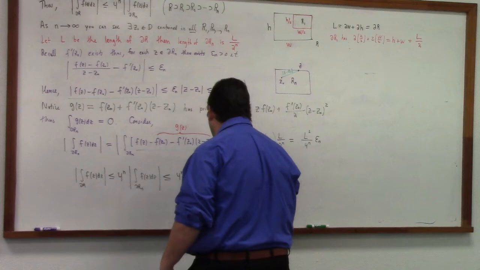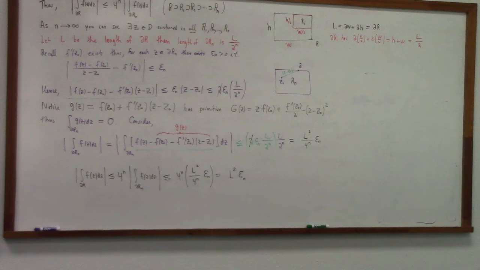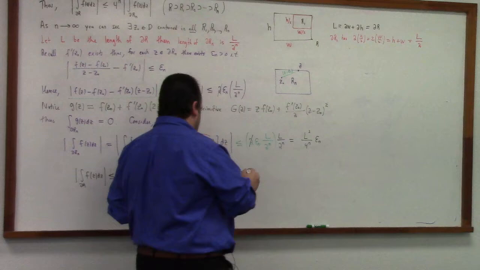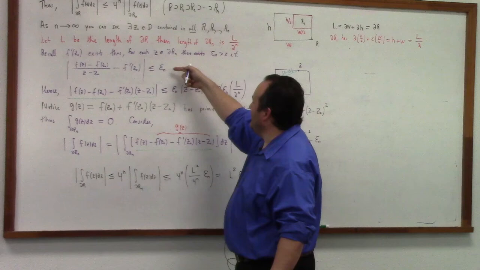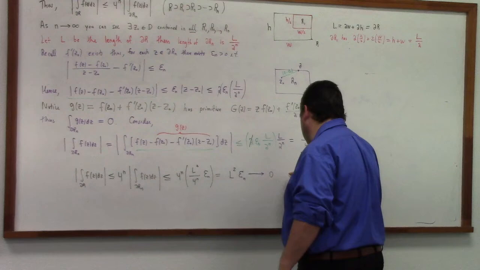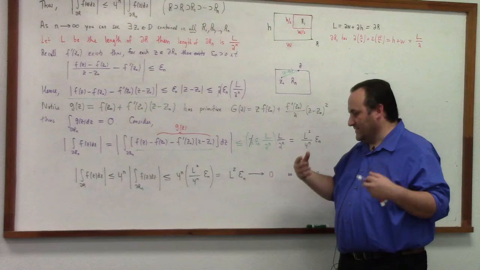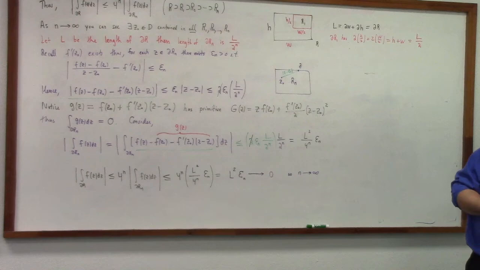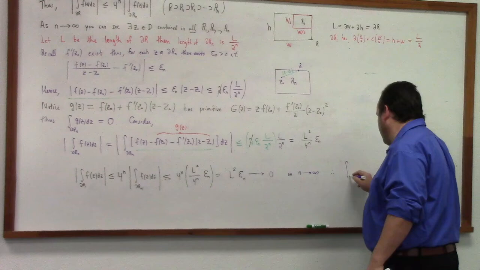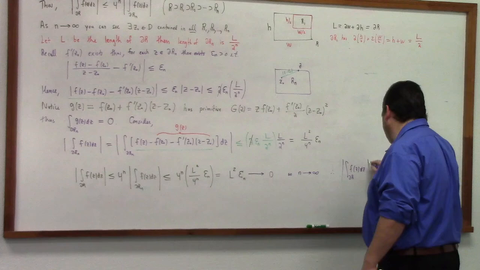Now, L is fixed. L is a finite number, characteristic of the rectangle that we picked inside this domain, right? And what happens as n goes to infinity? As n goes to infinity, we can make epsilon go to 0, right? So this goes to 0 as n goes to infinity. Another way of saying this, maybe a better way, is we can make epsilon as small as we like by taking n as large as we want, all right? So the point is then, this implies, therefore what? The integral over the boundary of the rectangle of f of z dz is what? It's zero.